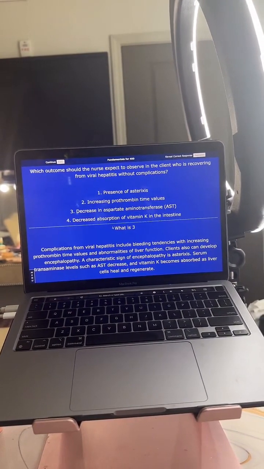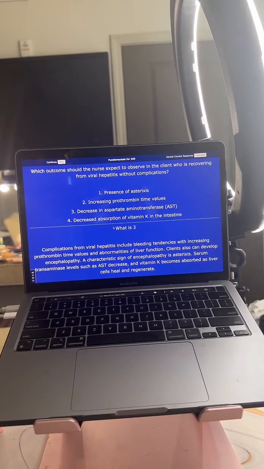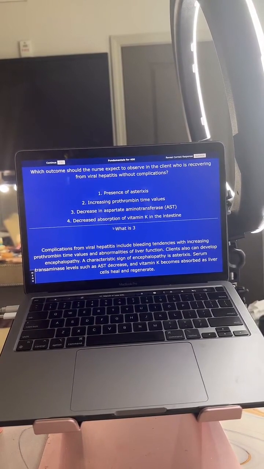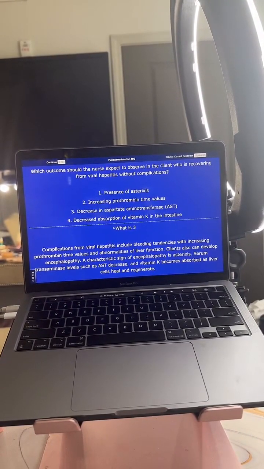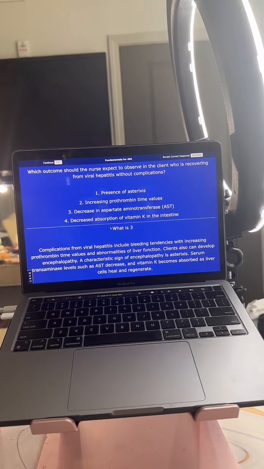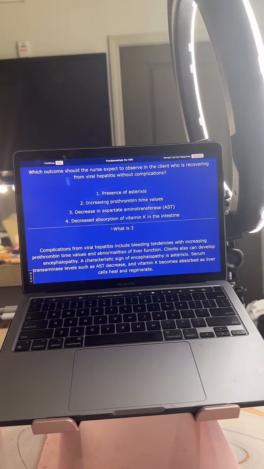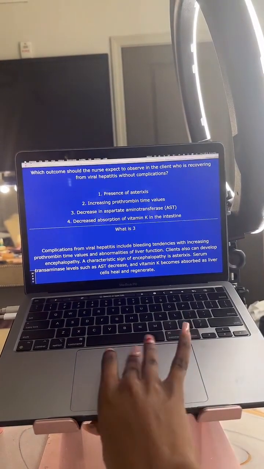The liver produces vitamin K and those clotting factors. So that's why with liver damage, you'll have less clotting, which means you'll have bleeding tendencies. Great job, Hannah. Great job. All right, guys, y'all ready?